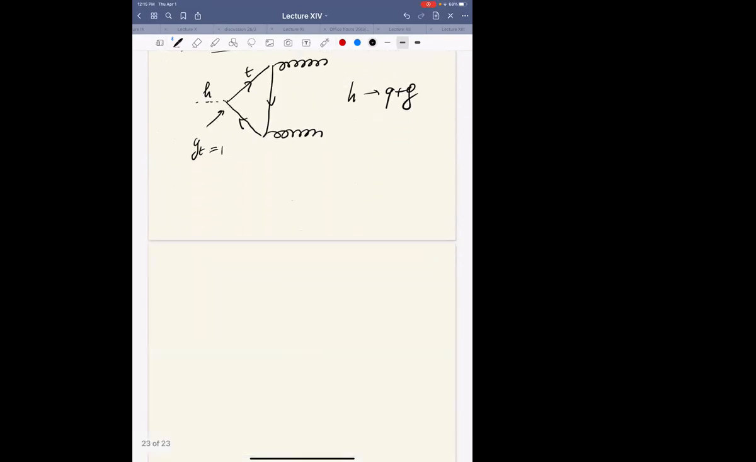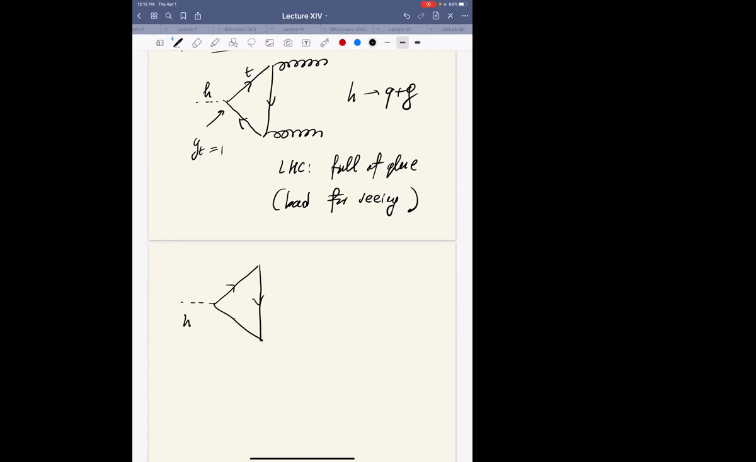But you don't want to use that because LHC is full of glue. It's a proton machine. So this is bad for seeing. It's good to produce, but not good for seeing. The next, you say, oh, but what about this? Again, I do the top quark. Now I can produce photons, top carries charge. So I can have Higgs going to gamma gamma.